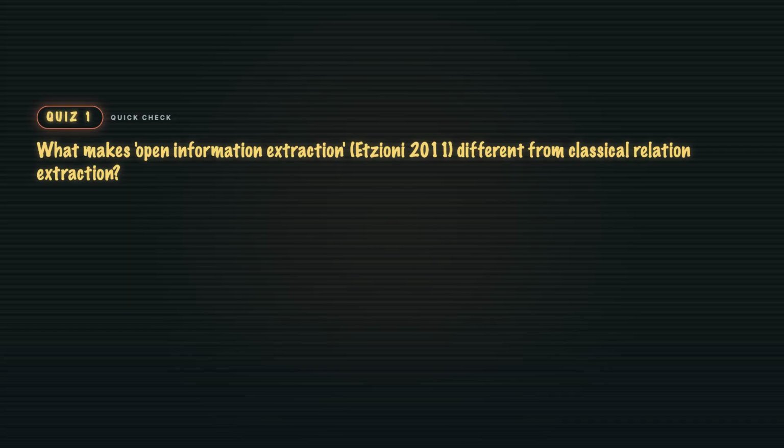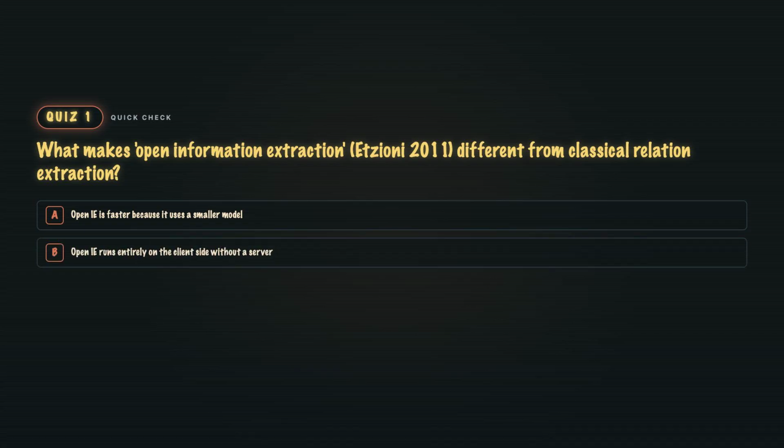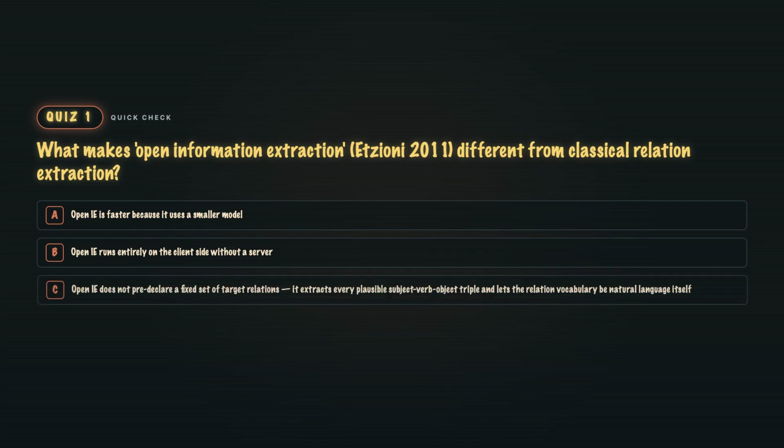Quiz 3. What makes open information extraction, Etzioni 2011, different from classical relation extraction? A. OpenIE is faster because it uses a smaller model. B. OpenIE runs entirely on the client side without a server. C. OpenIE does not pre-declare a fixed set of target relations. It extracts every plausible subject-verb-object triple and lets the relation vocabulary be natural language itself. Or D. OpenIE only works on English.